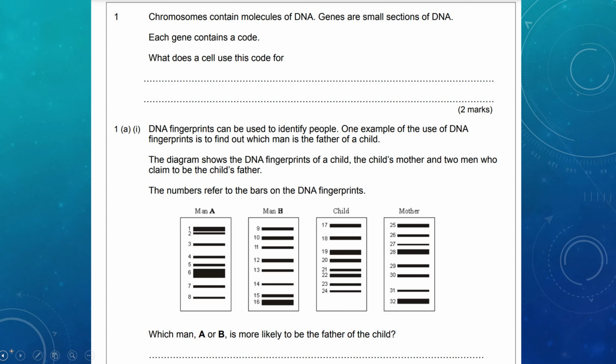Okay, this next question is about genetic profiling. So have a look at the question. Chromosomes contain molecules of DNA. Genes are small sections. Each gene contains a code. What does a cell use this code for? And then we've got the DNA fingerprints of man A and B and the child and the mother. And it wants to know which man is more likely to be the father of the child. So pause the video, write down your answers, and we'll go over these after we've done the second part.